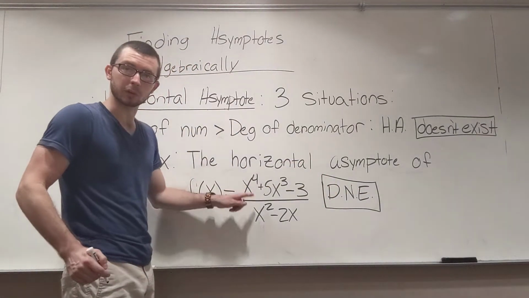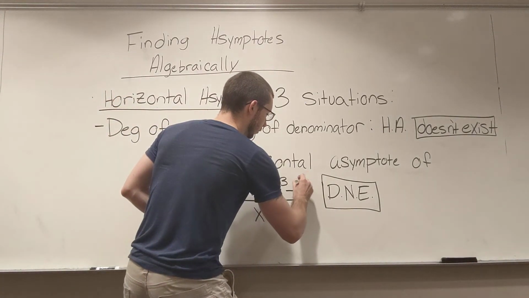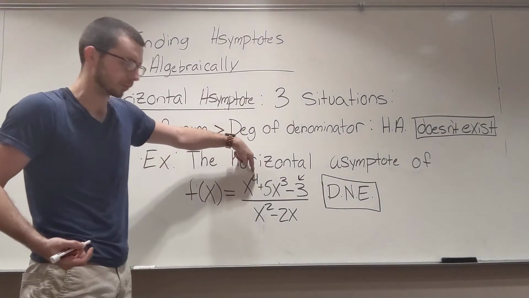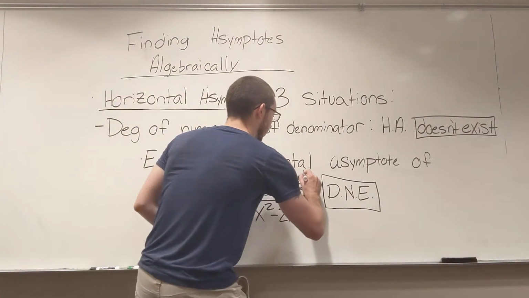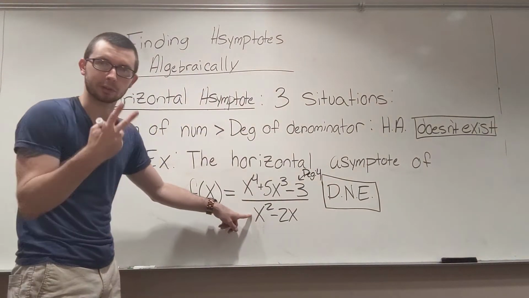So let's look at the degree of the numerator and the denominator. So the degree of the numerator, remember, again, the degree is the highest exponent, which seems to be 4. So the degree of the numerator is 4. The degree of the denominator is simply 2.